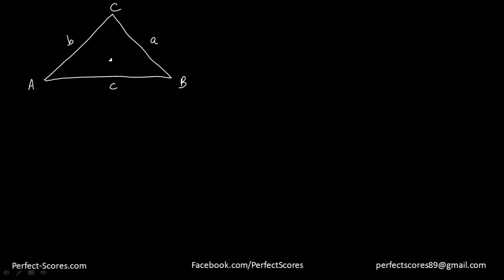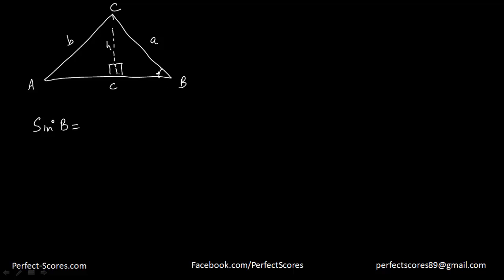And what we're going to do now is drop a perpendicular from C all the way down. This is going to be the height, and this is 90 degrees. Now if you know about sine, cos and tan, you would know that sine of B, so we're talking about this angle B over here, will be equal to the perpendicular divided by the hypotenuse.